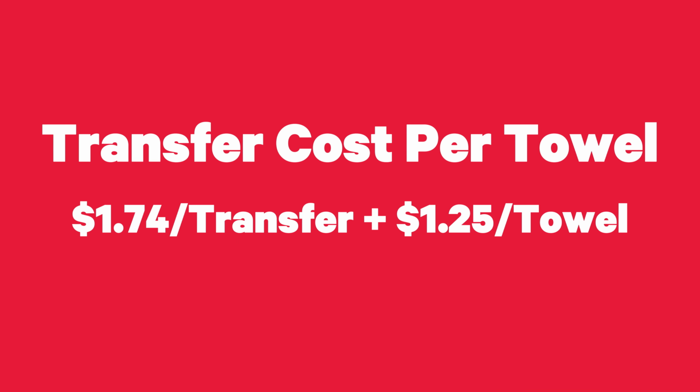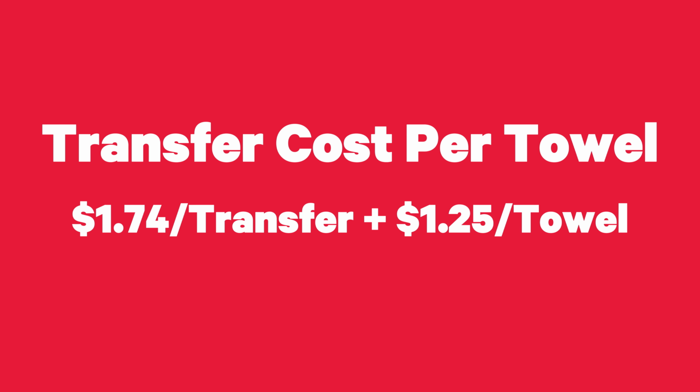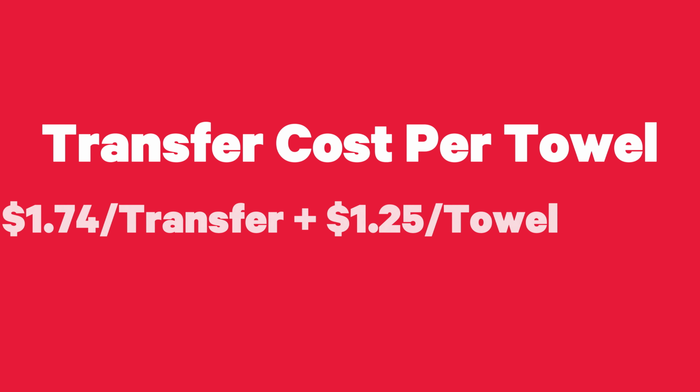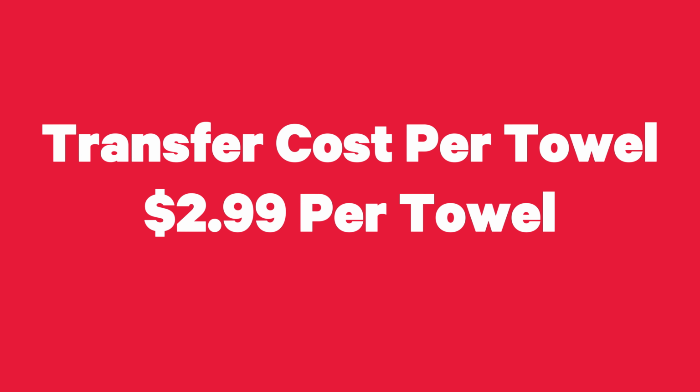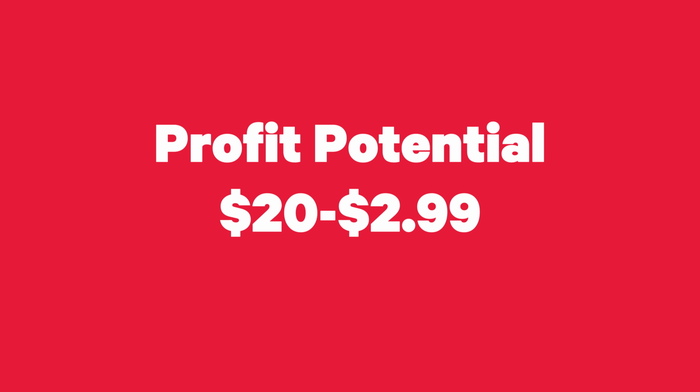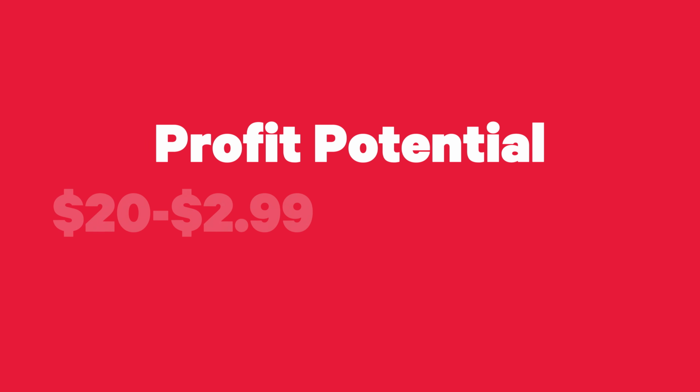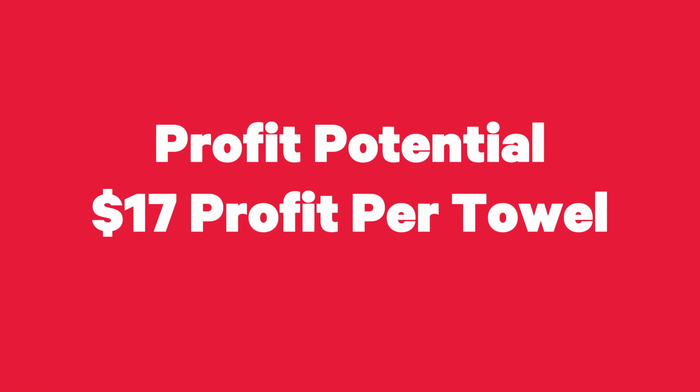So let's take into consideration our $1.74 per transfer print, which, by the way, like I said earlier, is not always going to use the entire sheet. So you can even print 2 designs on one transfer paper, and you're essentially cutting your production cost for printing in half. But for simplicity's sake, let's just go ahead and take into consideration an entire sheet. So it's going to be $1.74 plus $1.25. That's going to give us a $2.99 production cost. Subtract that from the average $20 price, then we're making about $17 per product.